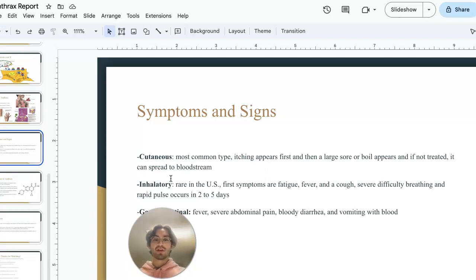For the symptoms of the inhalation form of anthrax, the first ones include fatigue, fever, and a cough, and then there will be severe difficulty breathing and rapid pulse between 2 to 5 days. And this form of anthrax is also the most rare in the US. And for gastrointestinal, the symptoms include fever, severe abdominal pain, bloody diarrhea, and vomiting with blood.